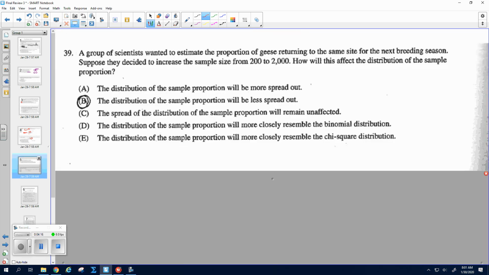Okay, any time you take a larger sample, the distribution is going to be less spread out. So if you think about, we're taking proportions, or whichever one you're doing, proportions is this formula and means is this formula. Either way, we're dividing by n, so that's decreasing the spread.